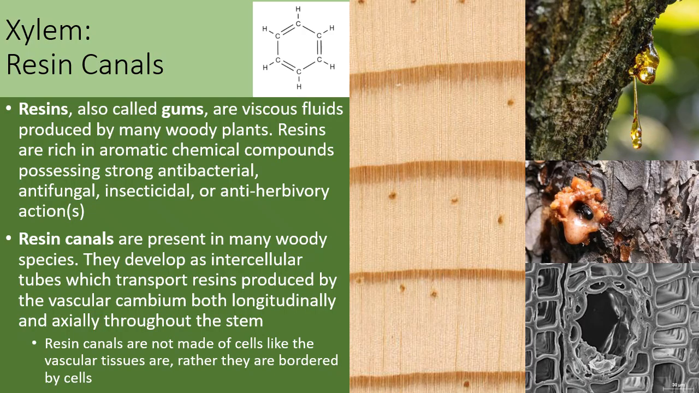The bottom image is a microscopic image of a resin canal, and you can see that it's bordered by cells, but there are no living cells inside of that tube. And in this image of the wood in the center, the little dark spots, like polka dots, are resin canals in this pine sample that would be transporting resins throughout the wood.